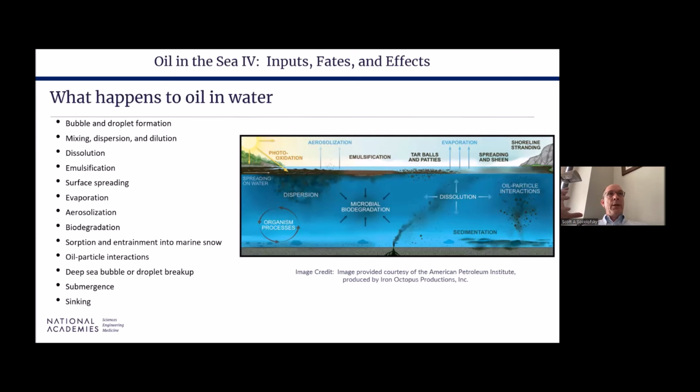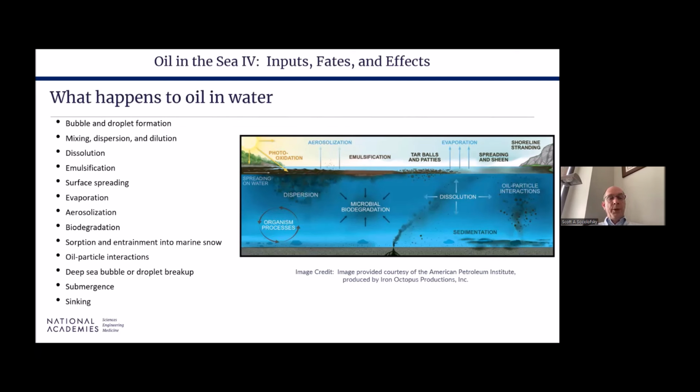emulsification, the mixing of oil and water together to form a stable or quasi-stable mixture. Surface spreading, once the oil reaches the surface, there are several different spreading processes depending on the thickness and the properties of the oil. Evaporation as it interacts with the atmosphere, as well as aerosolization as surface roughness, turbulence, and waves interact with oil droplet penetration in the atmosphere. And biodegradation throughout all compartments of this sketch, involving different forms of oil in different organisms.